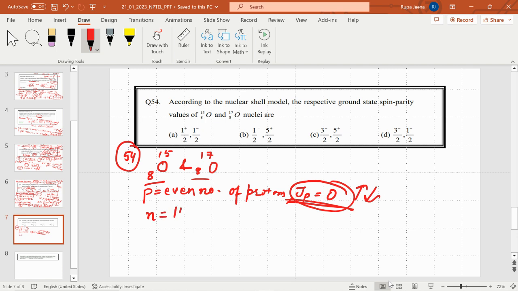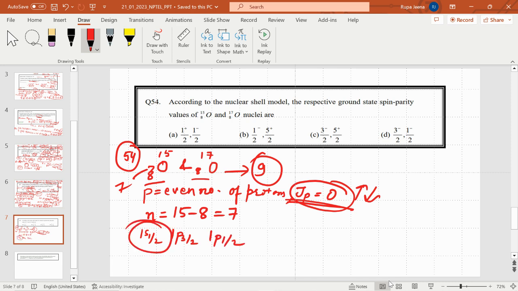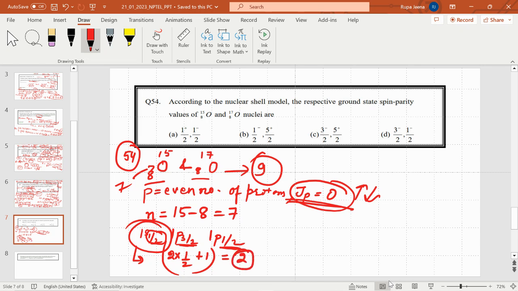Now find out N. N will be 15 minus 8, which is 7. For this case, N is 7. And for this case, it is 9. So start filling up the shell model: 1s 1 by 2, 1p 3 by 2, 1p 1 by 2. This will accommodate how many neutrons? 2 into 1 by 2 plus 1. And how do you know how many neutrons this will accommodate? The subscript that is given here. That means it will accommodate 2 neutrons.